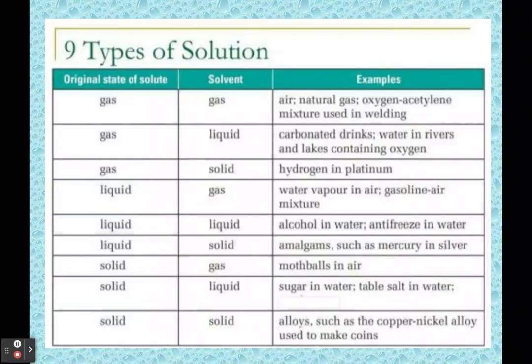And so here are several types. Gases in gas, if they're using air and natural gas, or oxygen when they put that in the acetylene for welding. Maybe we're looking at a liquid and gas, so water vapor in the air. Liquids and liquids, that one's usually pretty easy. The bottom one, solids and solids, if they're using different metals to make coins.